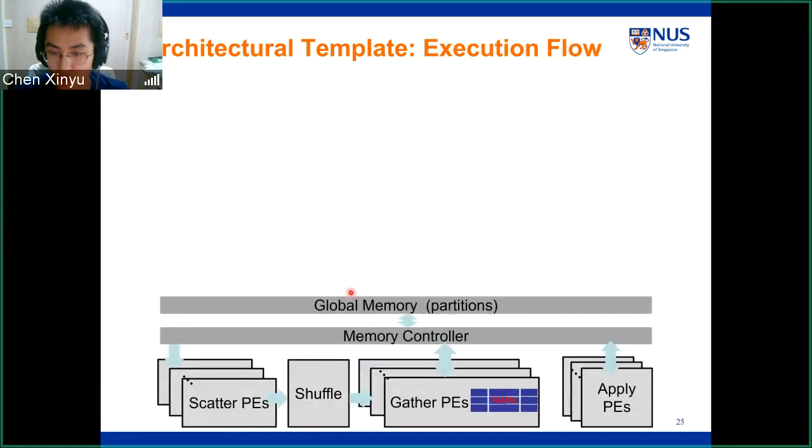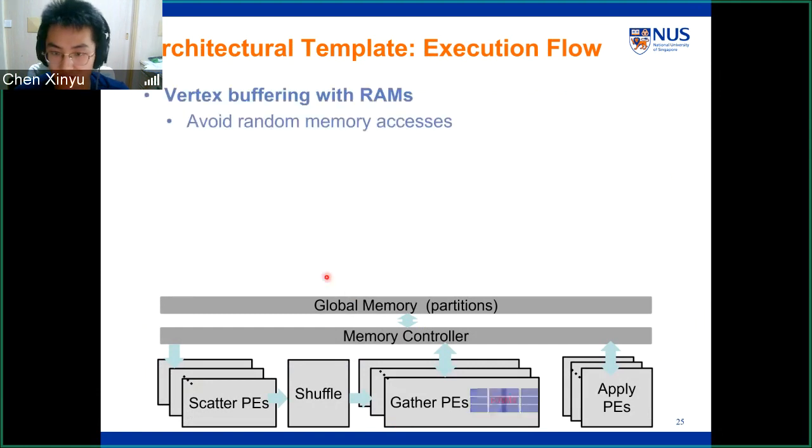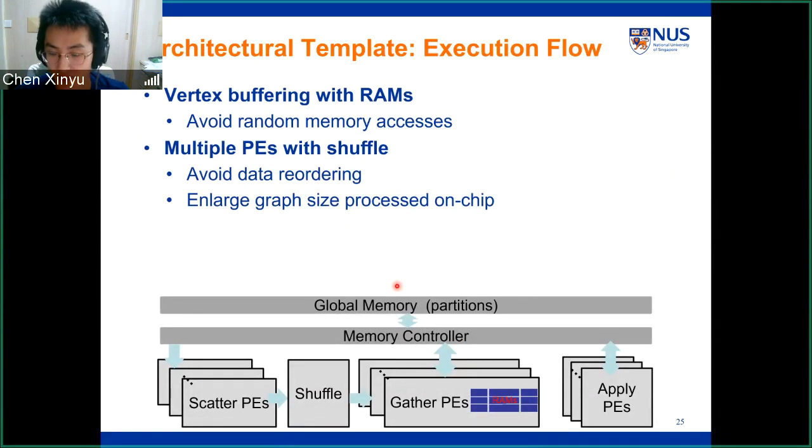And also the execution flow of the hardware of this GAS model on FPGA is like this. We also have vertex buffering with RAMs to avoid random memory accesses to the vertex property array. And also we have multiple PEs with the previously proposed shuffle to process multiple edges per cycle. With shuffle, actually we can avoid data reordering because it solves the data latency issue at runtime. And also it can enlarge the graph size processed on chip because we can let different PEs process different data.